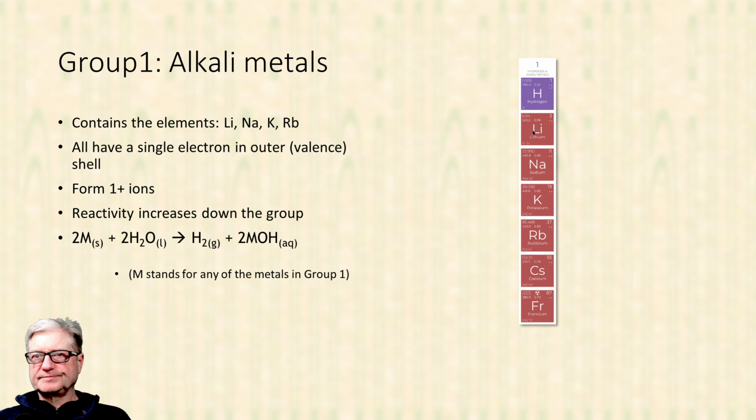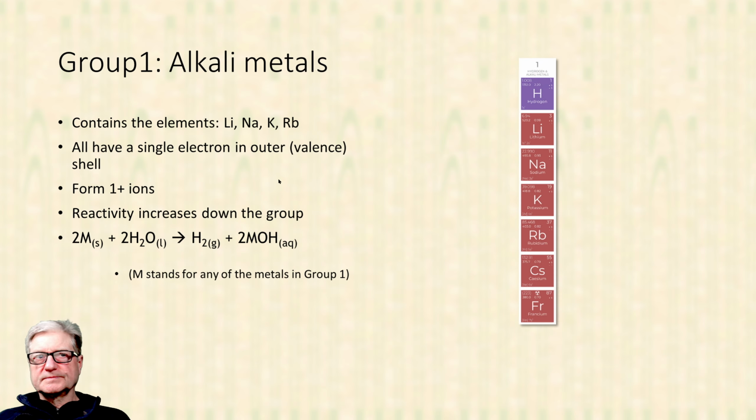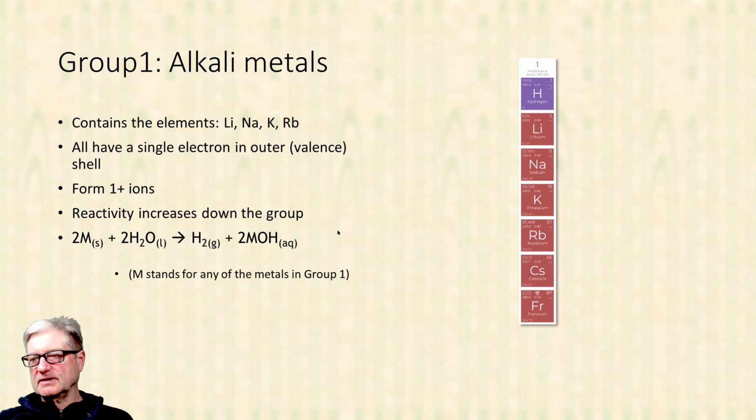So let's move on. We're going to talk about the first group, and we'll just go back and have a quick look at this. Remember, we're going to look at this group, this is the alkali metals. We're going to look at this group, which is the noble gases. We're going to look at this group, which is the halogens. So let's get on to the first one.